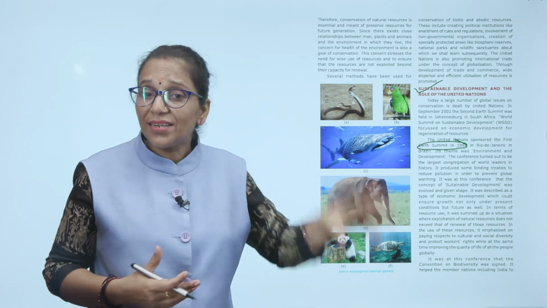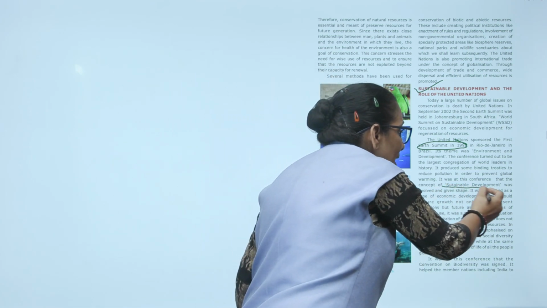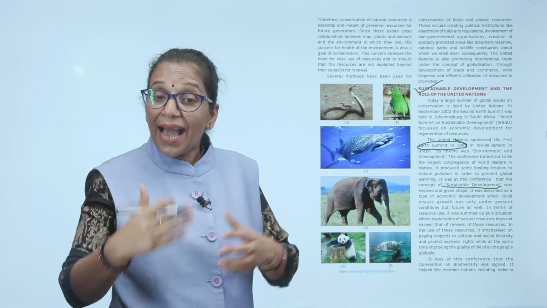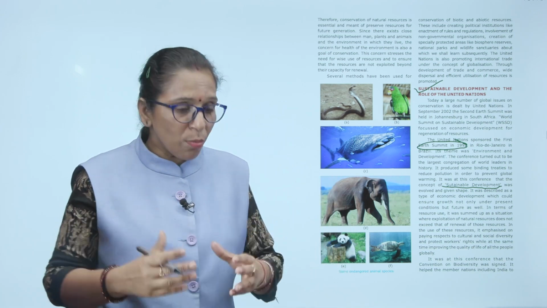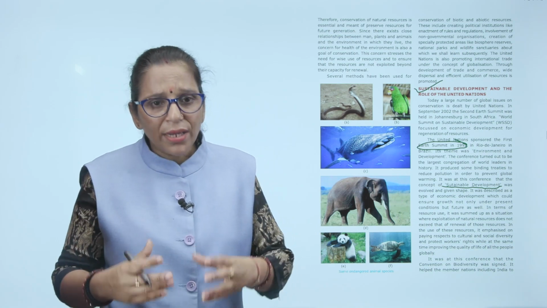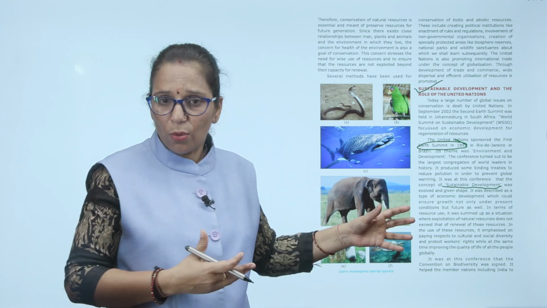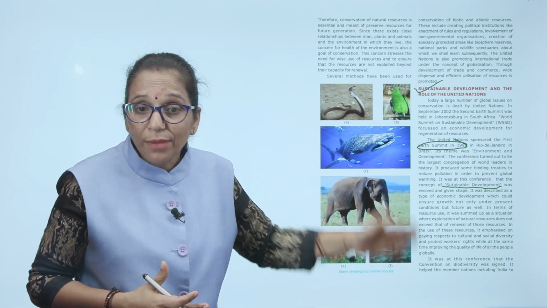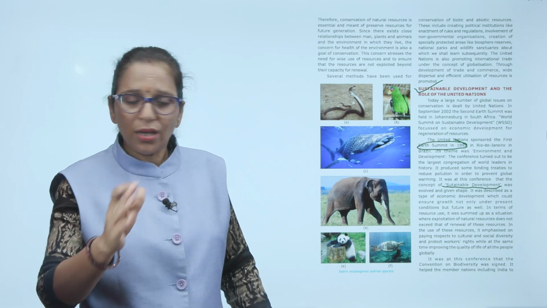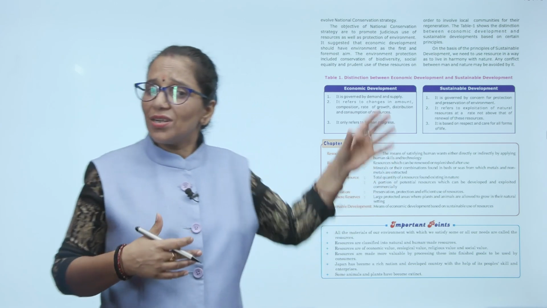There they fixed Agenda 21, where they aimed at sustainable development, and they said that every country has to make its own local Agenda 21 to achieve the targets of removing global poverty, tackling global warming, saving the environment, and saving marine life. So all these projects work out. It was at this conference that the Convention on Biodiversity was signed. It helped the member nations, including India also, to evolve national conservation strategies.